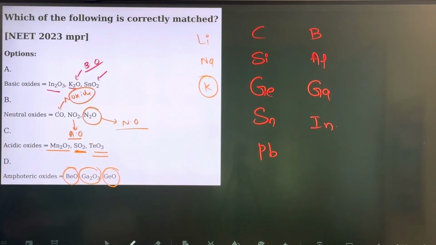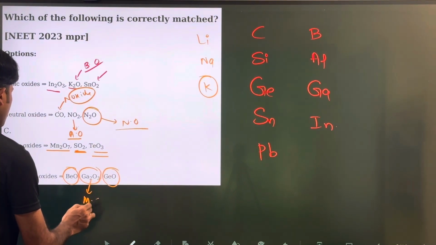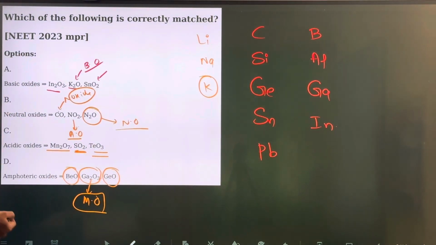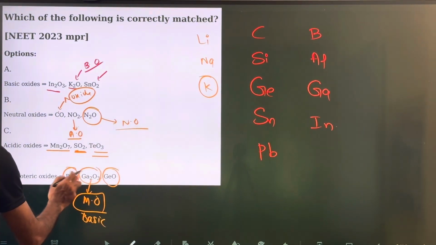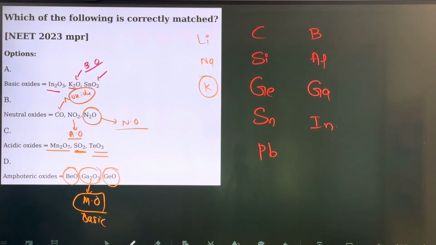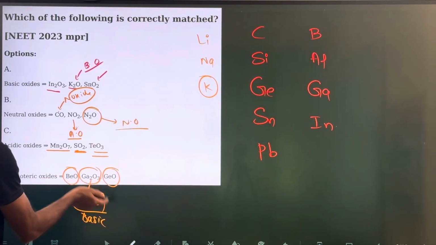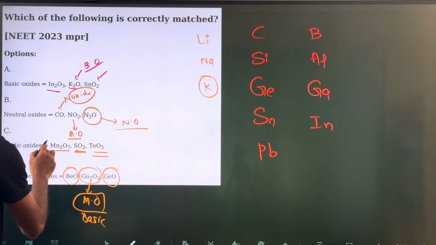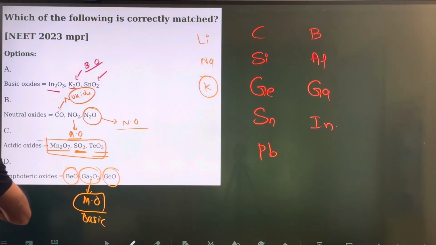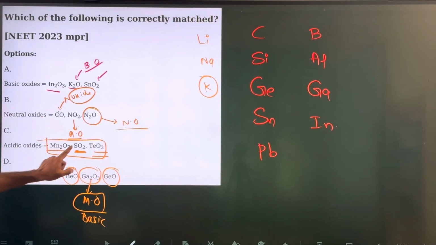Boron, aluminium, gallium, indium, thallium. Gallium is a liquid metal, I think. So gallium oxide is a metallic oxide. Metal oxides are basic in nature, except beryllium oxide and the like. Gallium is a liquid metal, right? So metal oxides are basic in nature. By observing all these options, we confirm that the acidic oxides are Mn2O7, SO2, and tellurium trioxide.